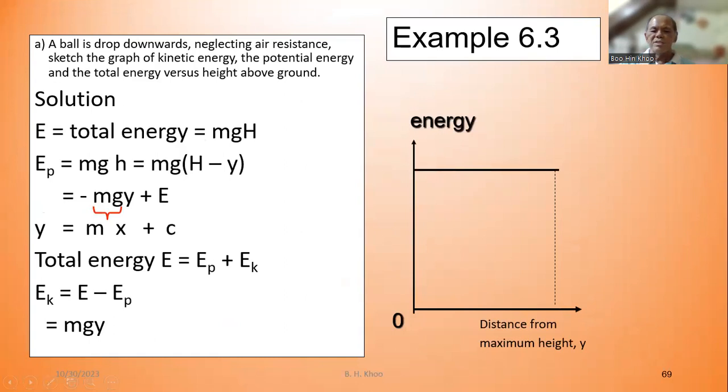Total energy is constant, doesn't change. So there's a kinetic energy graph. There's a potential energy graph.